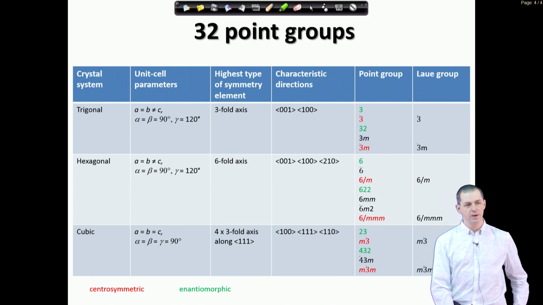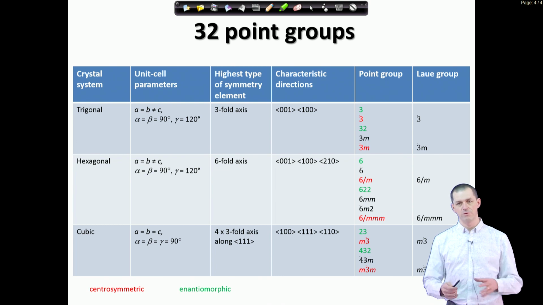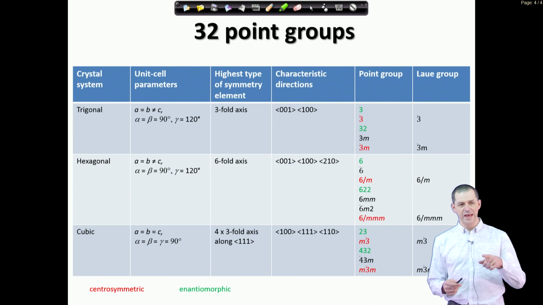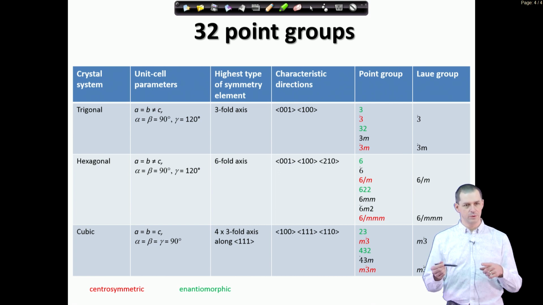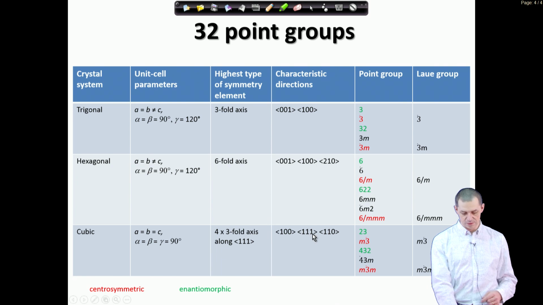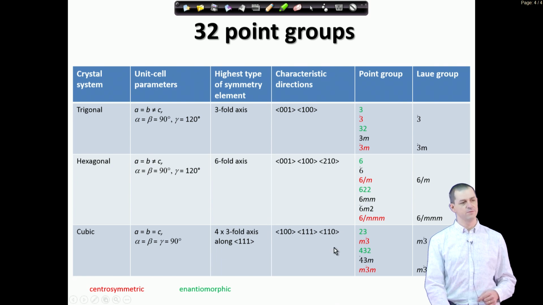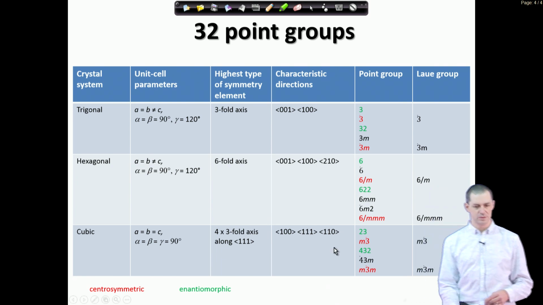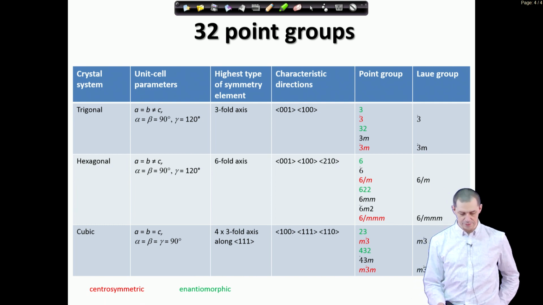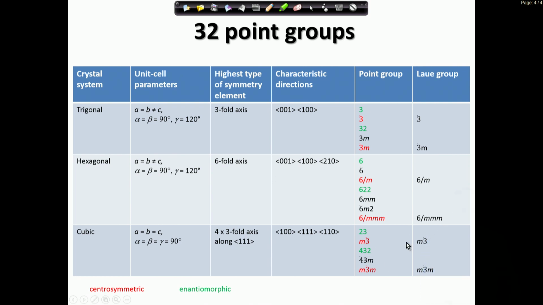And in cubic, if you imagine the cube, the 3 specific directions are the edge of the cube, the body diagonal, 1, 1, 1, and the third is the face diagonal of the cube. So these are the three special directions in cubic. And again, you see the list of possible point groups and their separation into the Laue groups.